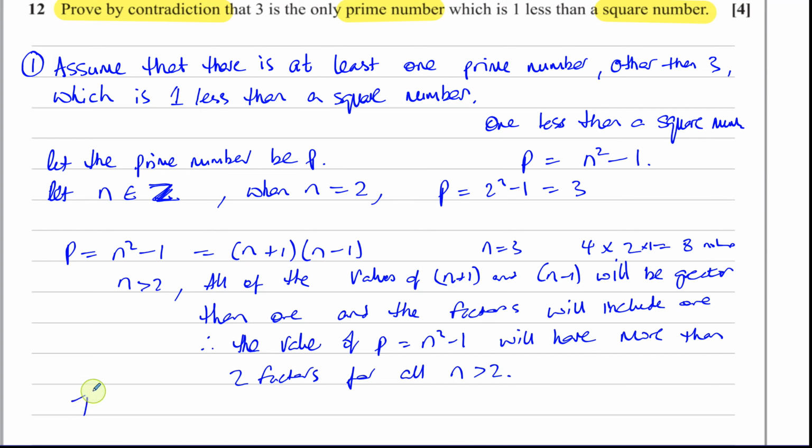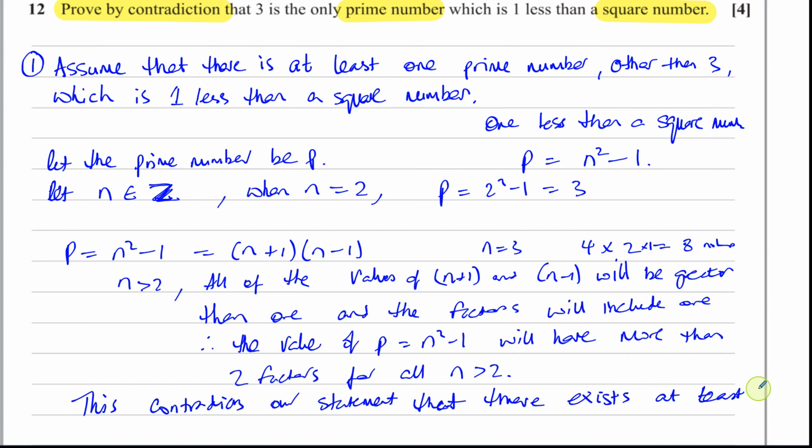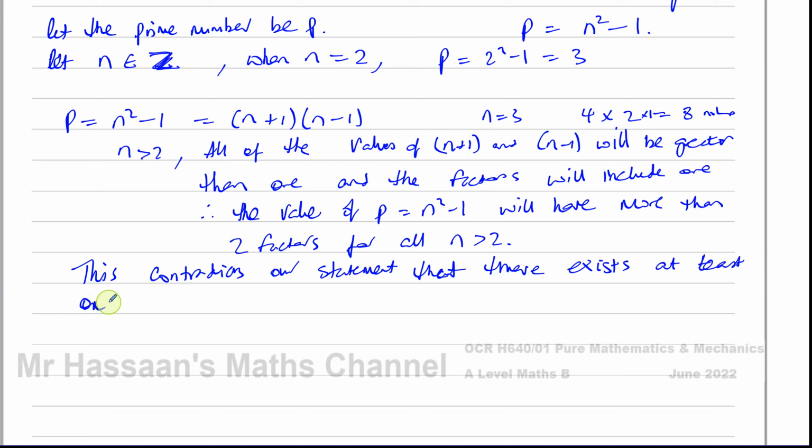So this contradicts our statement, the statement that we assumed, that there exists at least one prime number which is 1 less than a square number. Therefore not prime, I should say.